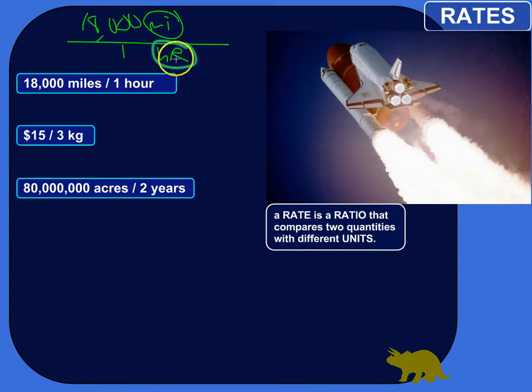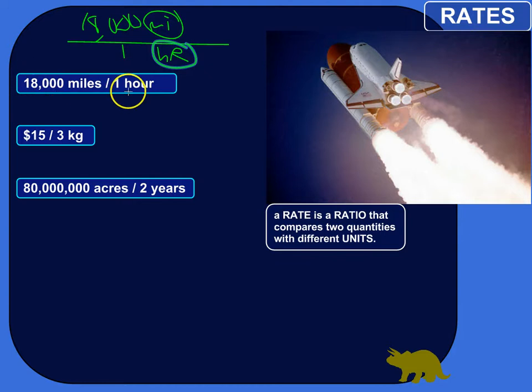So speed is a rate. There's all kinds of rates though. Anything that's comparing two different units. Miles are not the same thing as hours. I don't do homework for 2 miles per night. That's not a measurement of time. Hours is a measurement of time. So these are two different things, so this would be a rate.